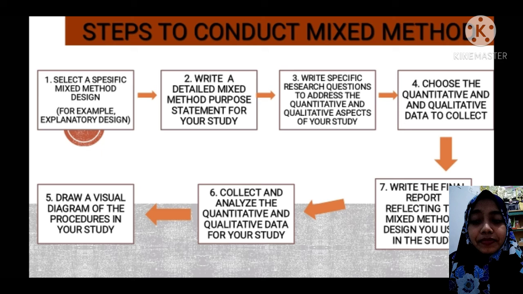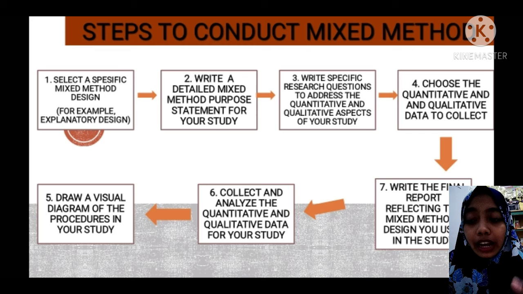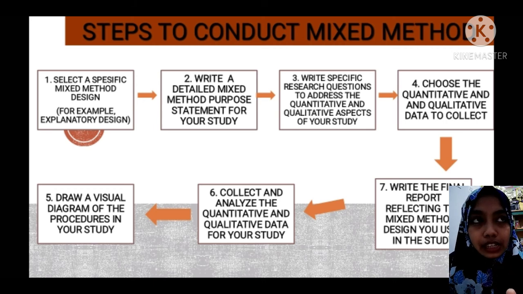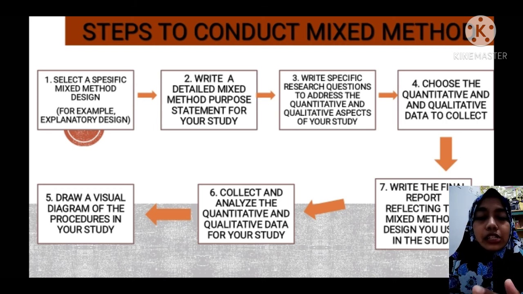Following is how to conduct mixed method. So here there are 7 steps in conducting mixed method. The first, we have to select a specific mixed method design. There are 4 types of mixed method. The first is exploratory, the second is explanatory, the third is embedded design, and the last is triangulation design. So we have to choose one of them.